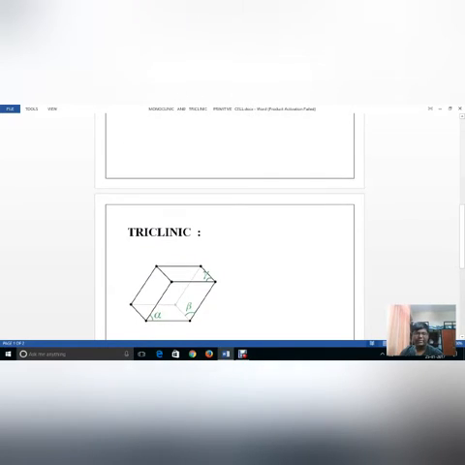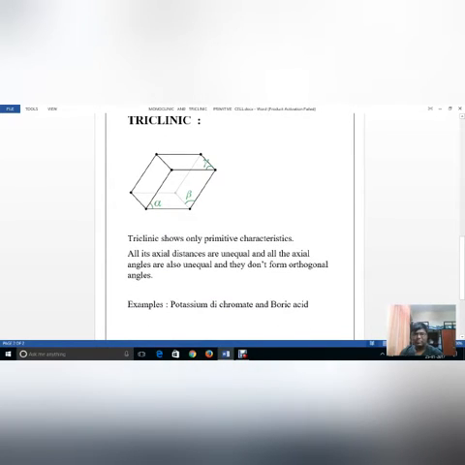And coming to triclinic, triclinic shows only primitive characteristics. All its axial distances are unequal and all the axial angles are also unequal, and they don't form orthogonal angles. Examples are potassium dichromate and boric acid.